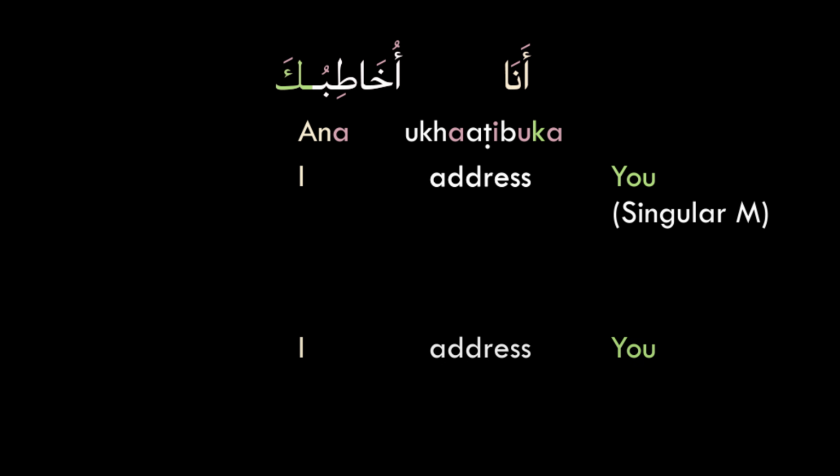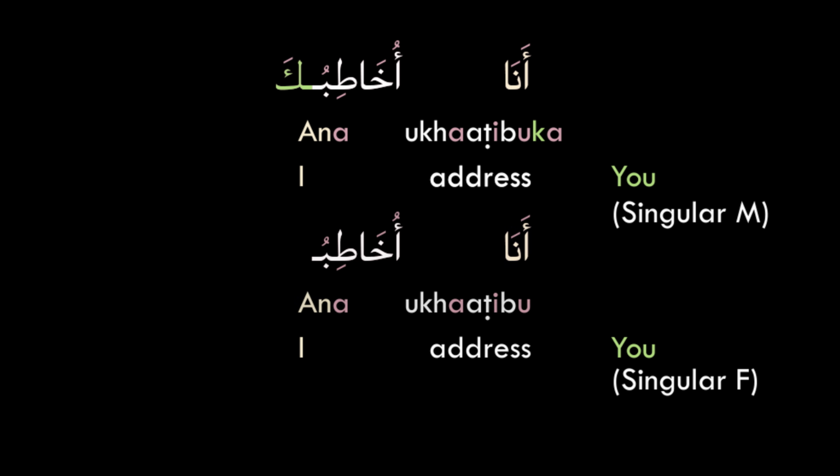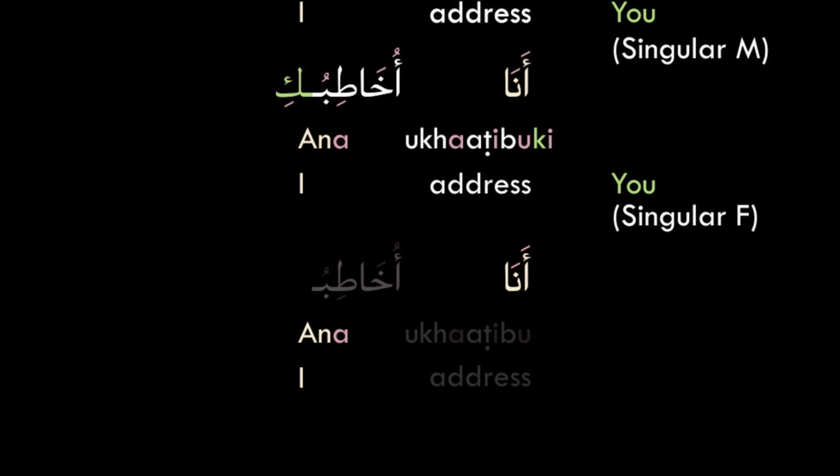What about addressing you as a woman? Then we suffix كاف with كسرة to the verb and it becomes أنا أخاطبك. And this works for all the other subject pronouns except for the second person. I think the pattern starts to show. That's why I leave you for a while with the other object pronouns.